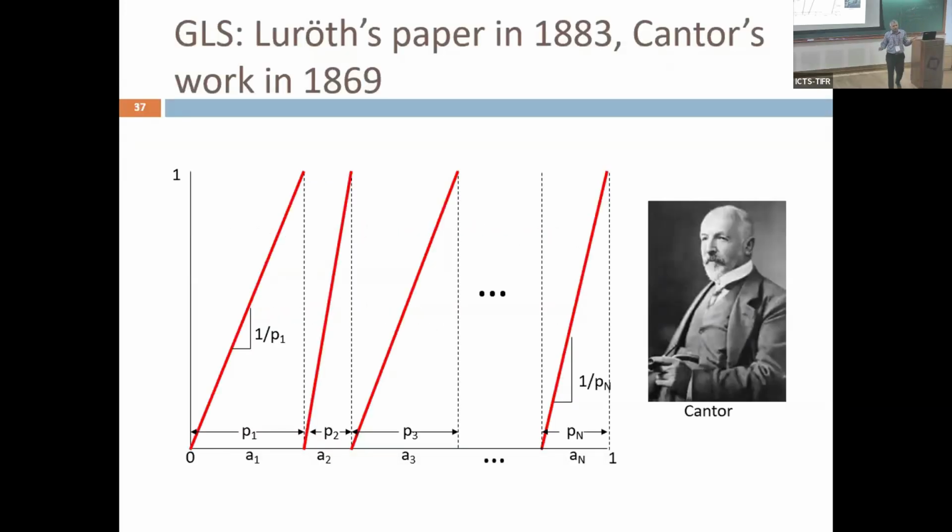Okay, now you can do something more interesting. Remember, my intervals were all of equal lengths. If you look at the decimal map, ternary map, binary map, they all had the same lengths. You can play around with that now. You can say, I don't really care, I can have some smaller, some longer. That's exactly what's happening. That's called the generalized Lüroth series, GLS. It goes all the way back to 1869, 1883, the work of Cantor and Lüroth.